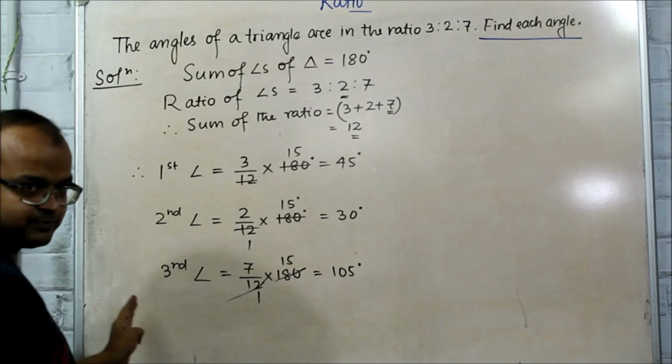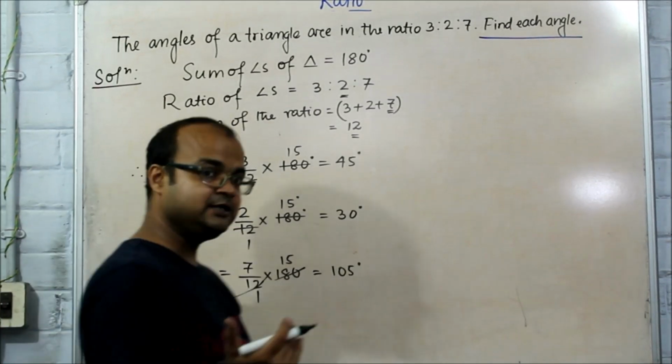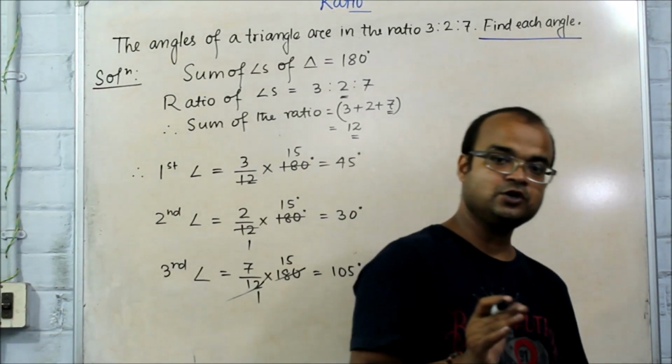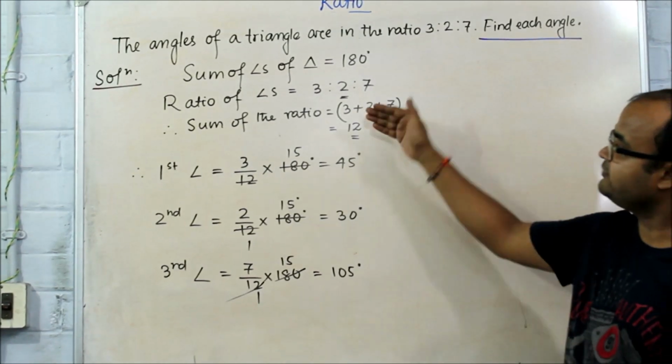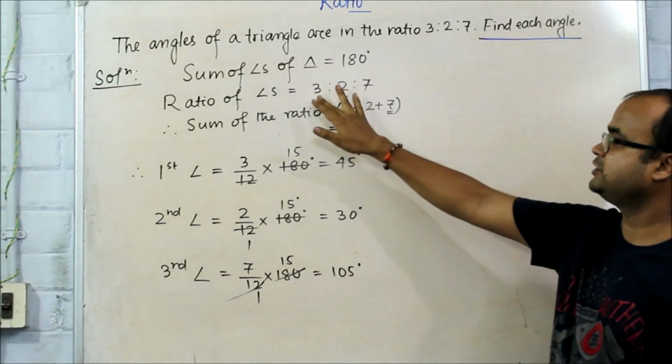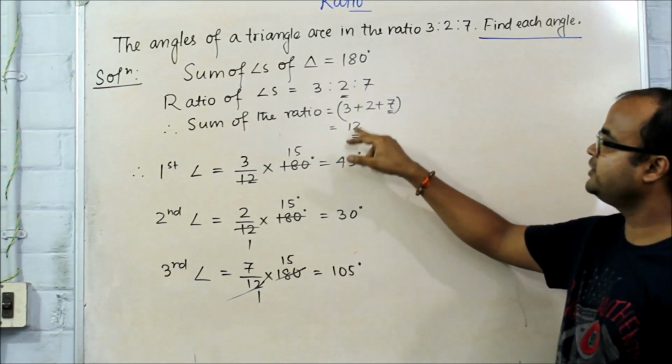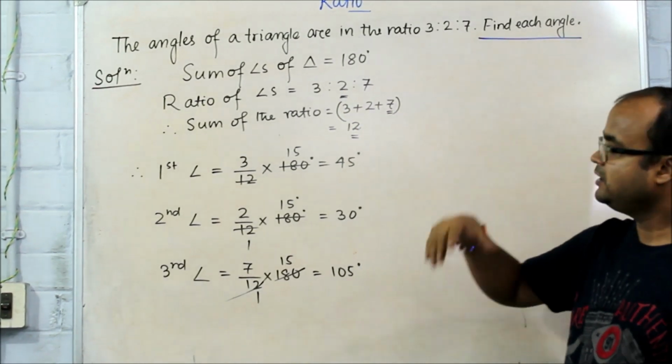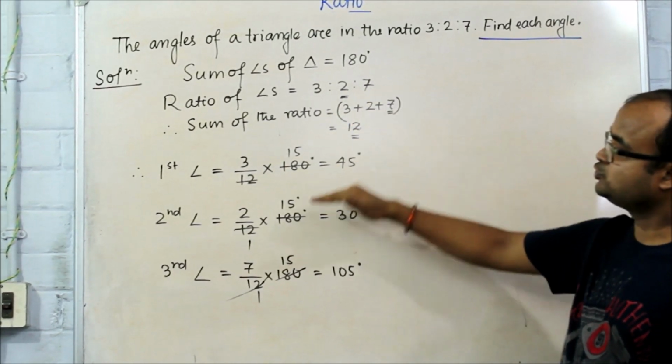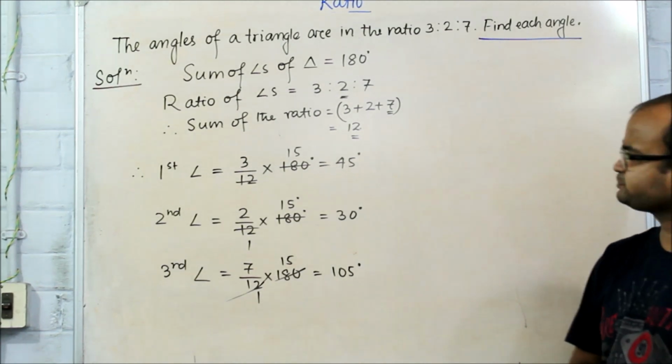So this is the first method, where we are finding the sum of the ratio and then we divide it into the said ratio, that means 3 by 12, 2 by 12 and 7 by 12, and then multiplying with the total part.